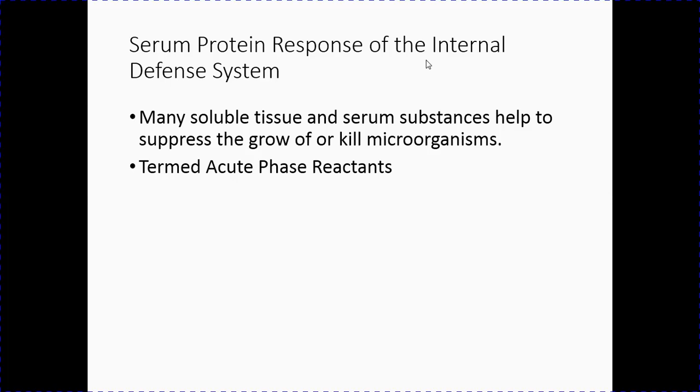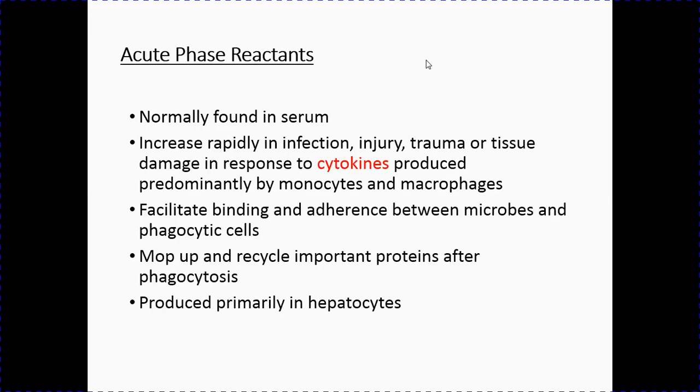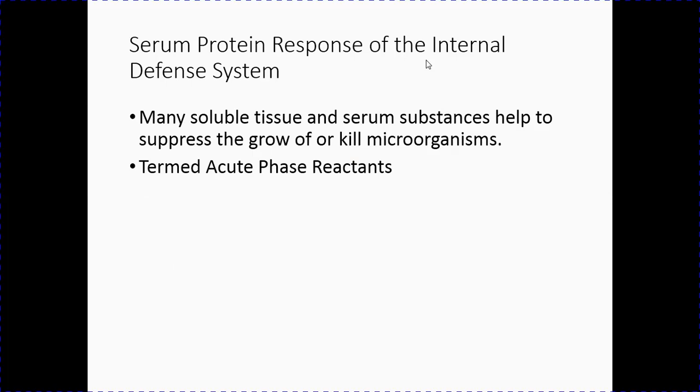Acute phase reactants are soluble tissue and serum substances that will help suppress or kill microorganisms. They are varied in nature, and again, if we look at our book, table 3-2, did I put the chart in here? No, I didn't, but I did go through each of the acute phase reactants. So you can follow along with page 35, table 3-2, the characteristics of acute phase reactants.